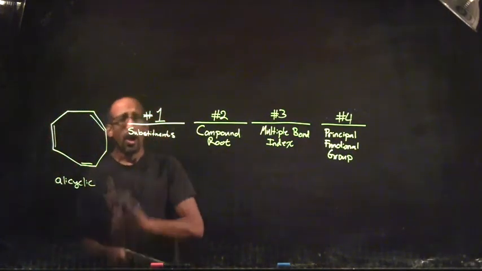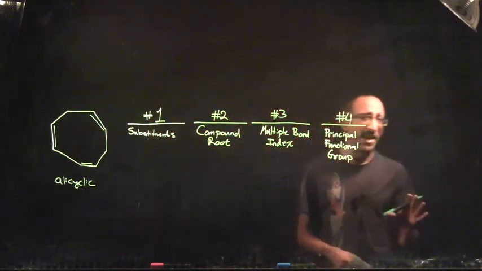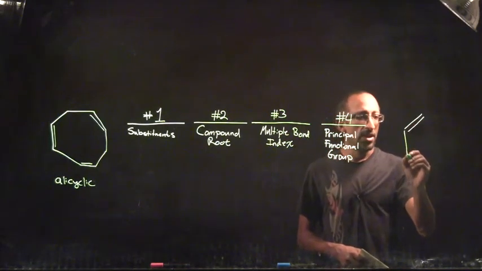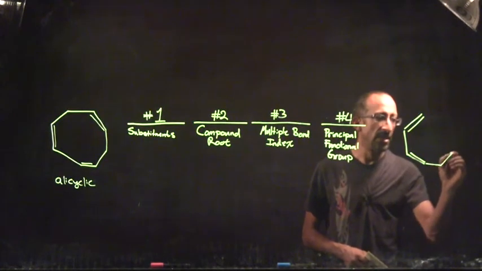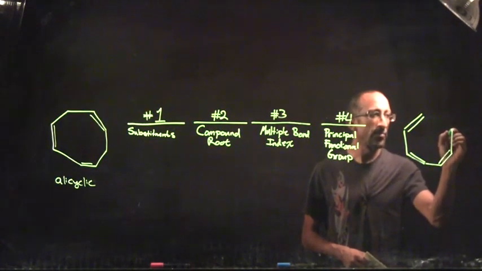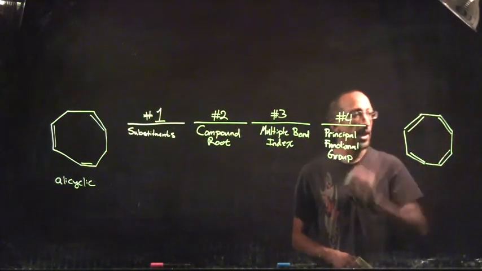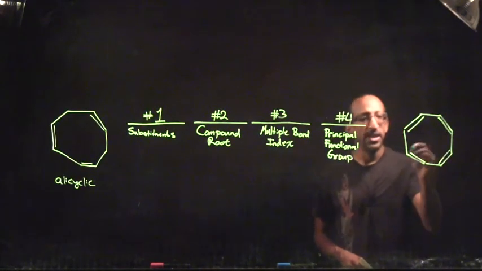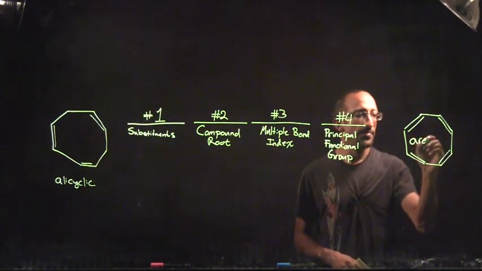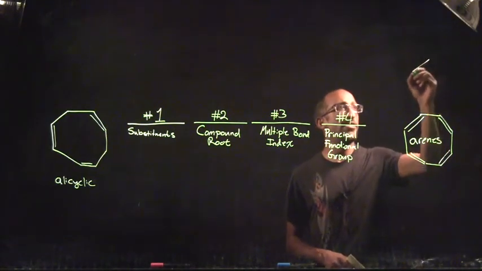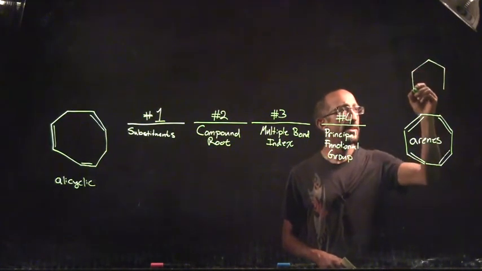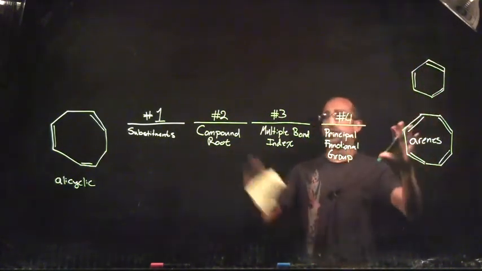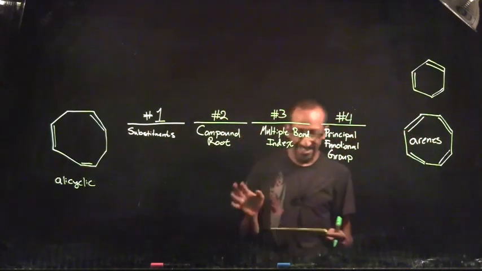On the other hand, there are a special family of cyclic compounds where we have alternating single and double bonds as we go through the ring. If we see this pattern of alternating double bond, single bond, double bond, single bond, double bond, single bond, these are known as arenes. The most common arene and one that you should be familiar with is the benzene ring. And these are two different families of compounds, and they're going to be named slightly differently.